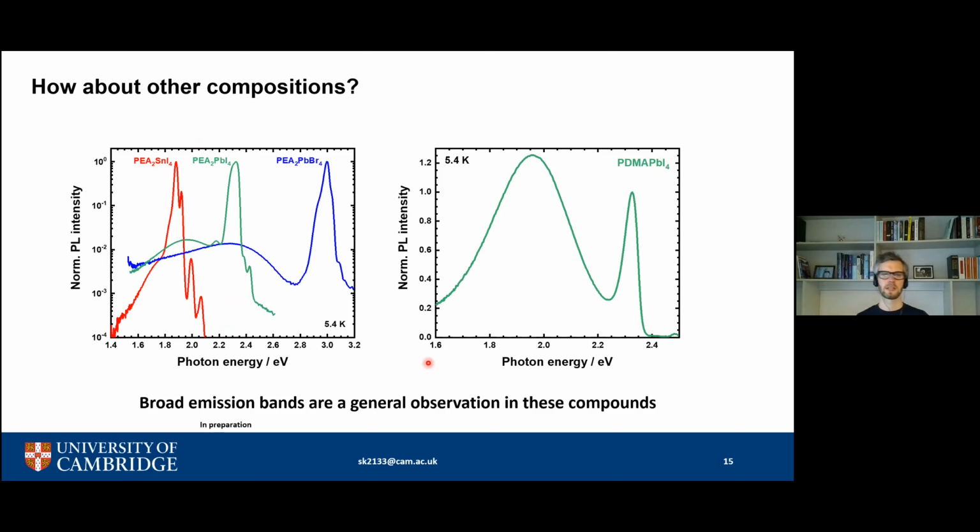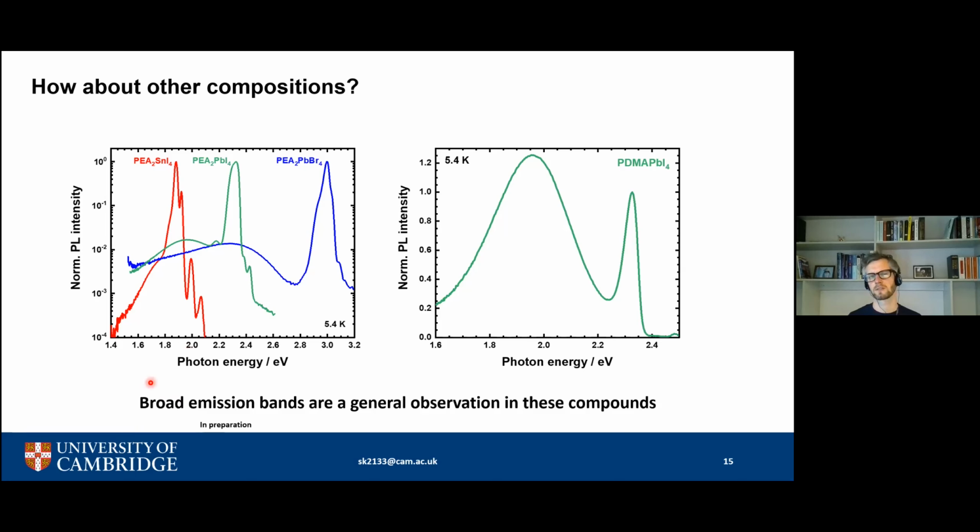What you see here on the left is the overview spectrum of PEA tin iodide, lead iodide, and lead bromide, but at low temperature. What we observed when looking at the flakes was that when cooling down even the green flake, it would become red. So this broad emission is observable at low temperature. It's still there, even if you have a flake that doesn't have a lot of defects and you don't see it at room temperature.